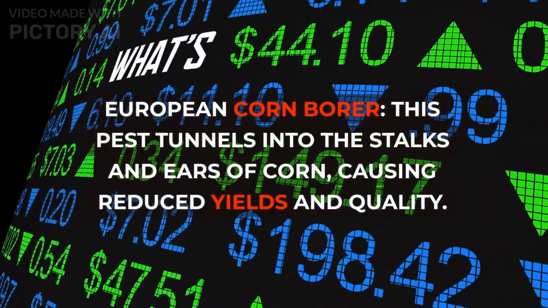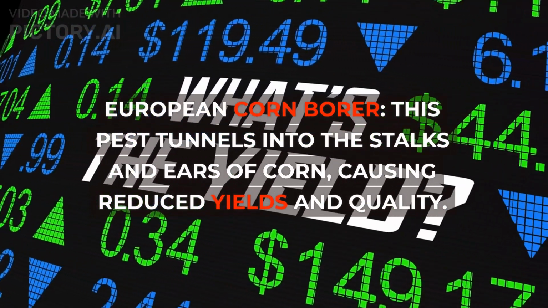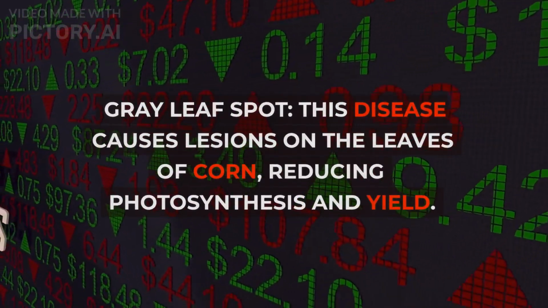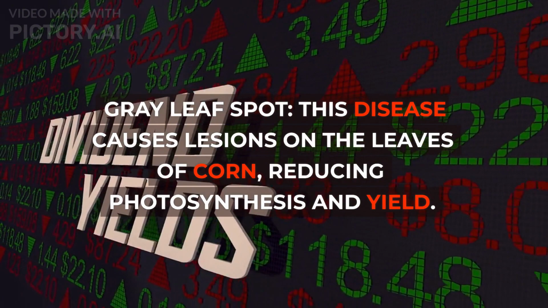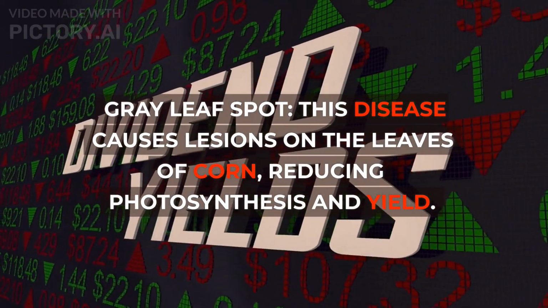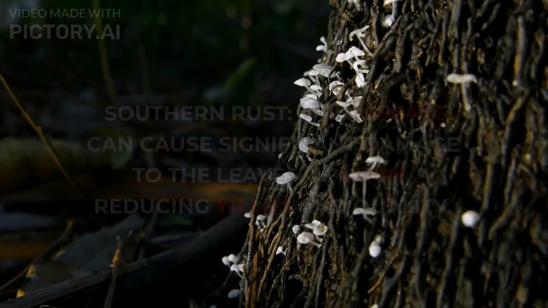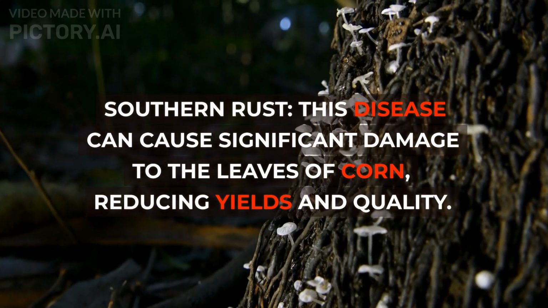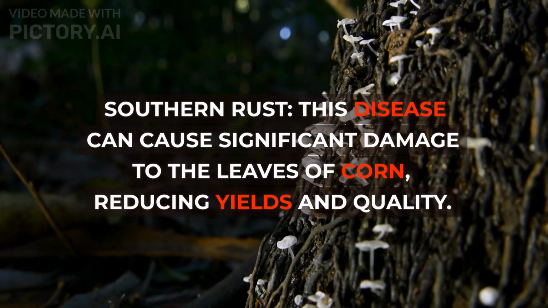European corn borer. This pest tunnels into the stalks and ears of corn, causing reduced yields and quality. Gray leaf spot. This disease causes lesions on the leaves of corn, reducing photosynthesis and yield. Southern rust. This disease can cause significant damage to the leaves of corn, reducing yields and quality.